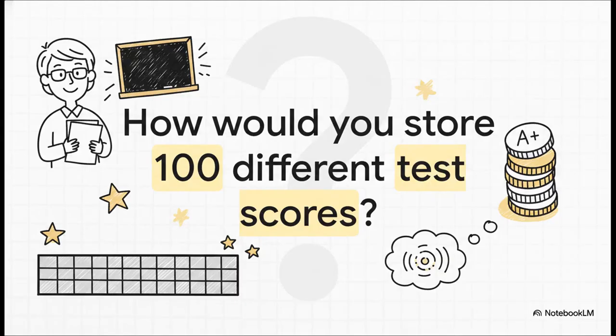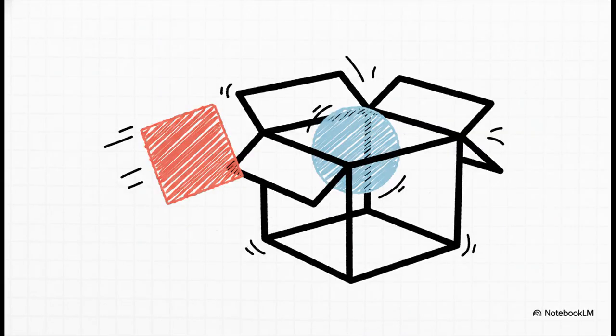Okay, so let's put ourselves in a real-world situation. A teacher asks you to build a simple app to track test scores. Easy enough, right? But then they tell you they have 100 students, 100 different scores. How in the world are you going to store all of that? Well, you know about variables, right? Your first thought might be to create a variable called test score. But here's the problem. A variable is like this tiny box that can only hold one thing. The moment you put a new score in, the old one gets booted out. So that's definitely not going to work for 100 scores.